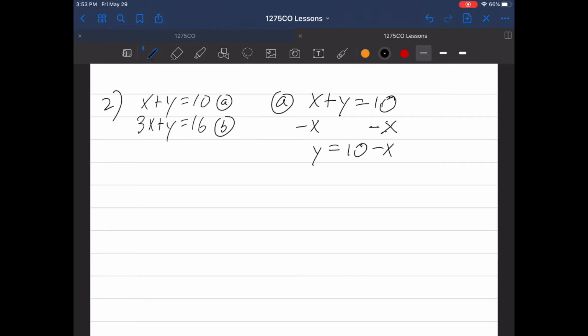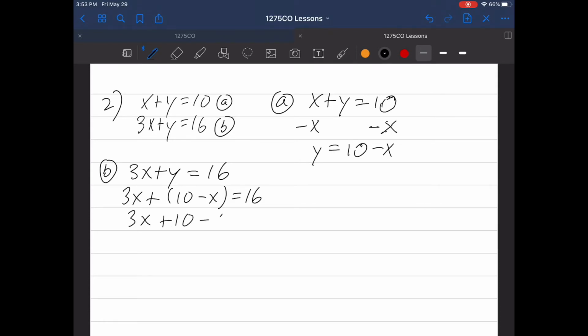And this is coming from equation A. That means if we take equation B, which says 3x plus y equals 16, we can take the 3x plus y portion and replace the variable y with 10 minus x. This means that 3x plus 10 minus x is equal to 16. And what we see here is an equation which says 2x plus 10 is equal to 16.